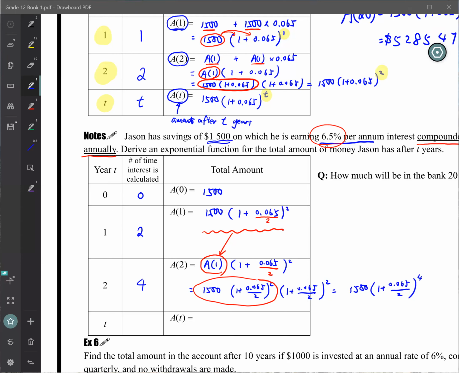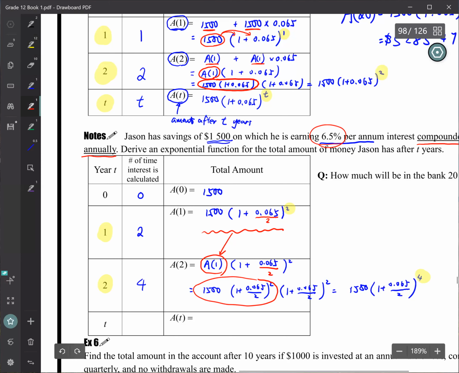The only difference that has happened is the interest rate got cut in half. And also the number of times you get the interest is increased, right? So you can look at the yellow highlighted. 1 year, you get 2 times. 2 years, you get 4 times, right? And then you got an extra cut in half because of semi-annually. Then you need to cut in half.